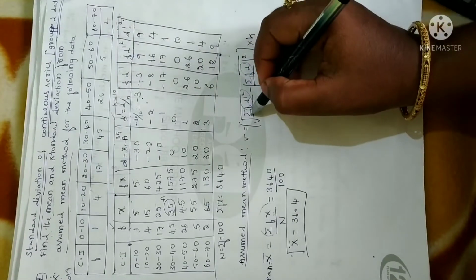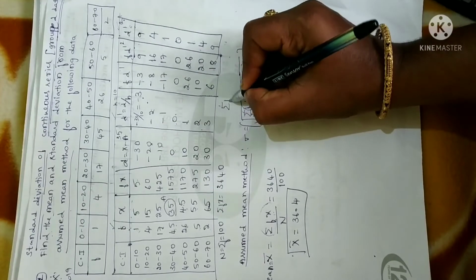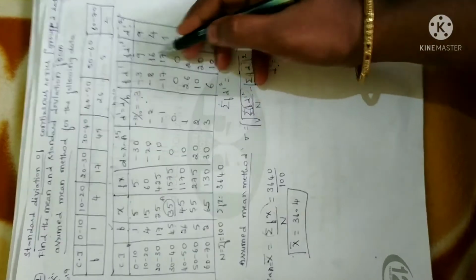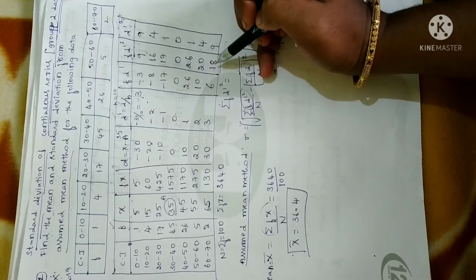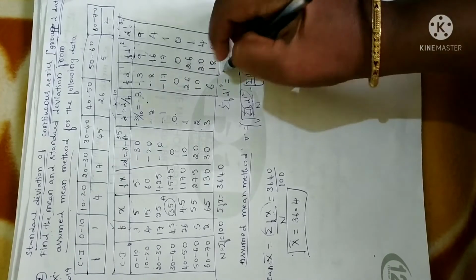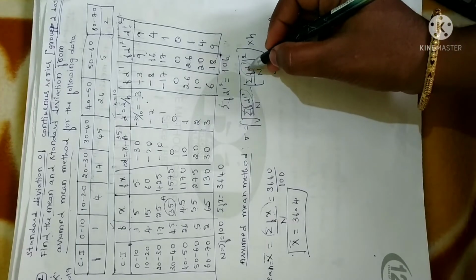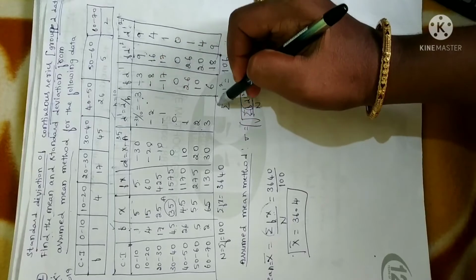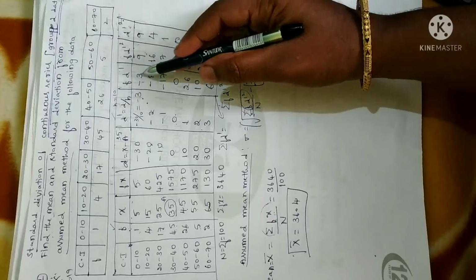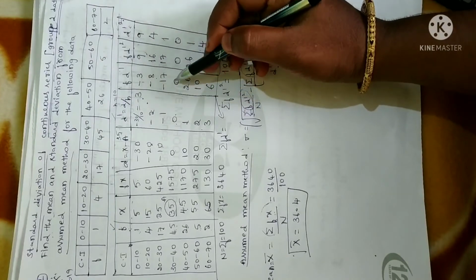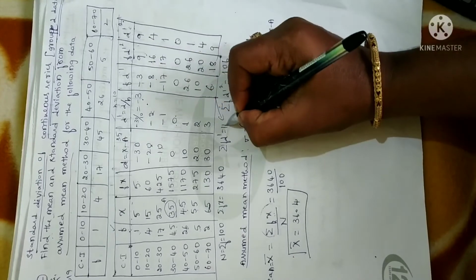Now what we require is sigma f d dash square. I have f d dash square here, so I have to add all these values: 9 plus 16 plus 17 plus 0 plus 26 plus 20 plus 18. If you add all these values, you will get 106. Next sigma f d dash we need. So sigma f d dash will be minus 3, minus 8, minus 17, plus 0, plus 26, plus 10, plus 6. If you add all these values, you will get 14.